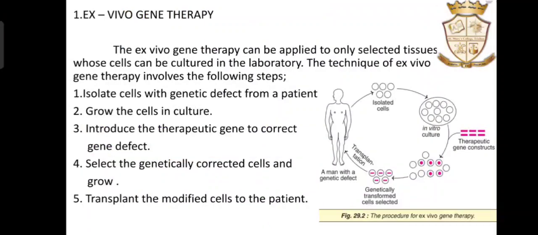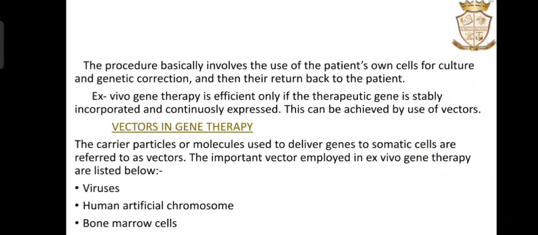Ex vivo gene therapy. The ex vivo gene therapy can be applied to only selected tissues whose cells can be cultured in the laboratory. The technique of ex vivo gene therapy involves the following steps. Isolate cells with genetic defect from a patient, grow the cells in culture, introduce the therapeutic gene to correct the gene defect, select the genetically corrected cells and grow, transplant the modified cells to the patient. The procedure basically involves the use of the patient's own cells for culture and genetic correction, and then they are returned back to the patient.